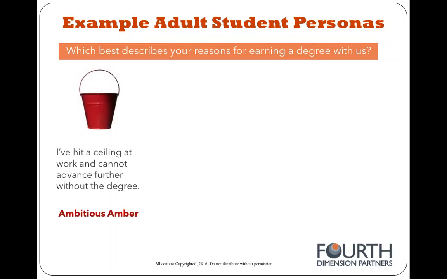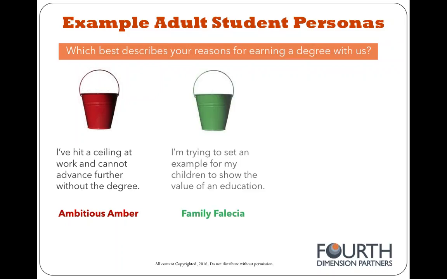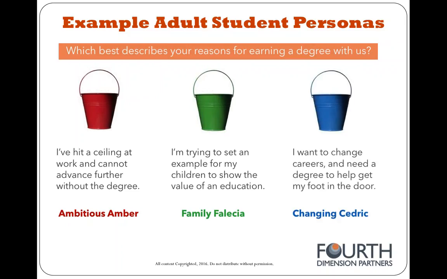So here's a shorter description. I've hit a ceiling at work and cannot advance further without a degree. That'd be a shorter way to describe Amber. I'm trying to set an example for my children to show the value of an education. That's what I call Family Felicia. I want to change careers and need a degree to help get my foot in the door. I just call him Changing Cedric. So Amber and Cedric are similar, but those are 2 different motivations. Those are some samples.